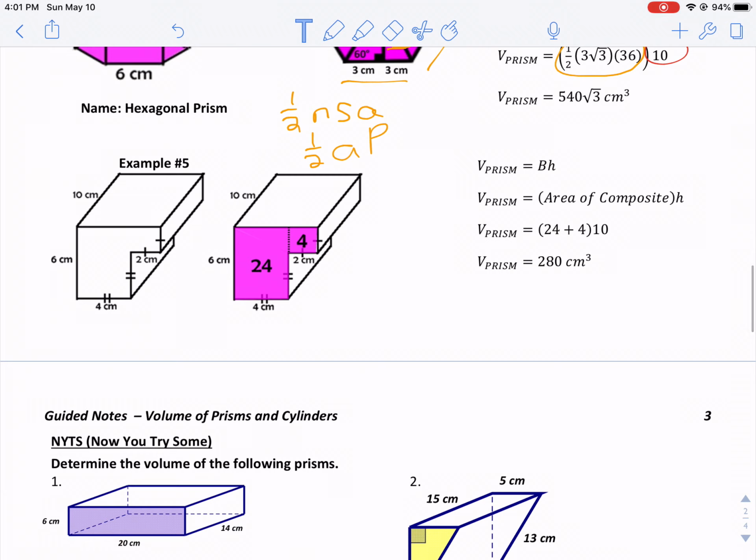This fifth example, notice it's not one nice looking shape. It's kind of funky. It's got a little part jutting off. So what we're going to do, just like we did with area when we split it up, is cut this shape right here. So we're going to do this little prism, and we're going to add it to the rest of the prism.